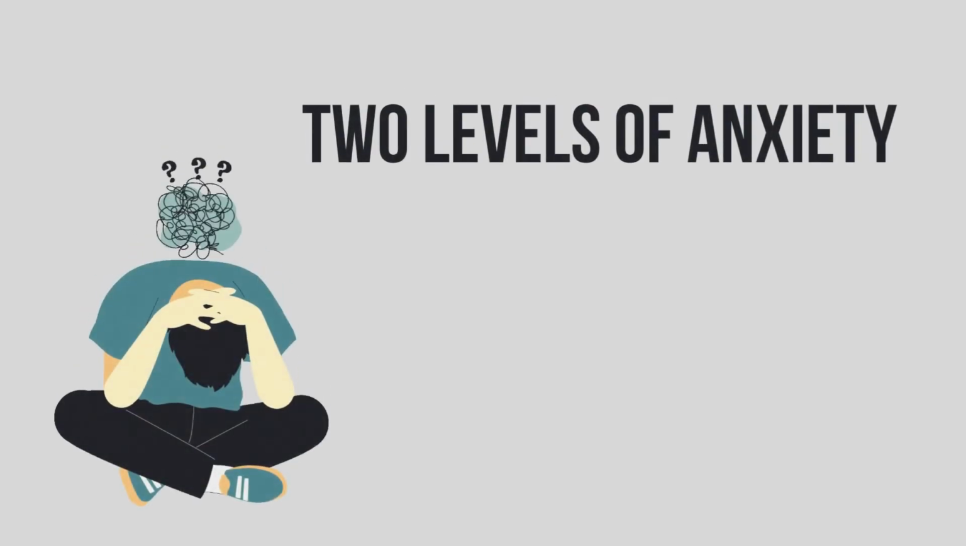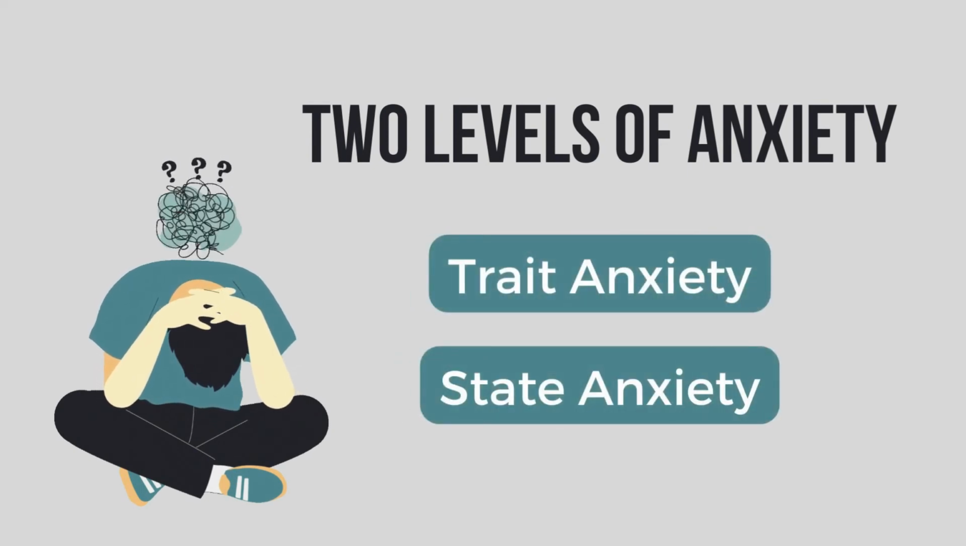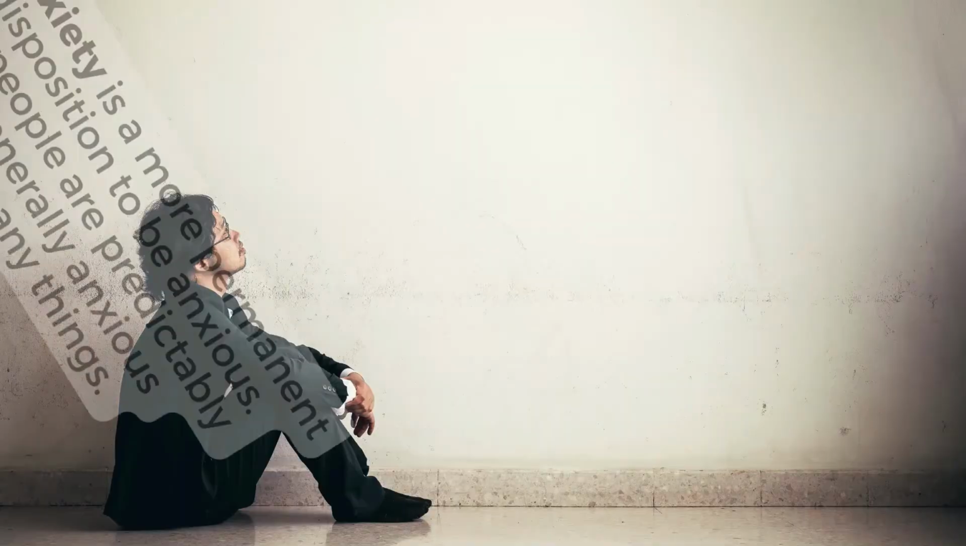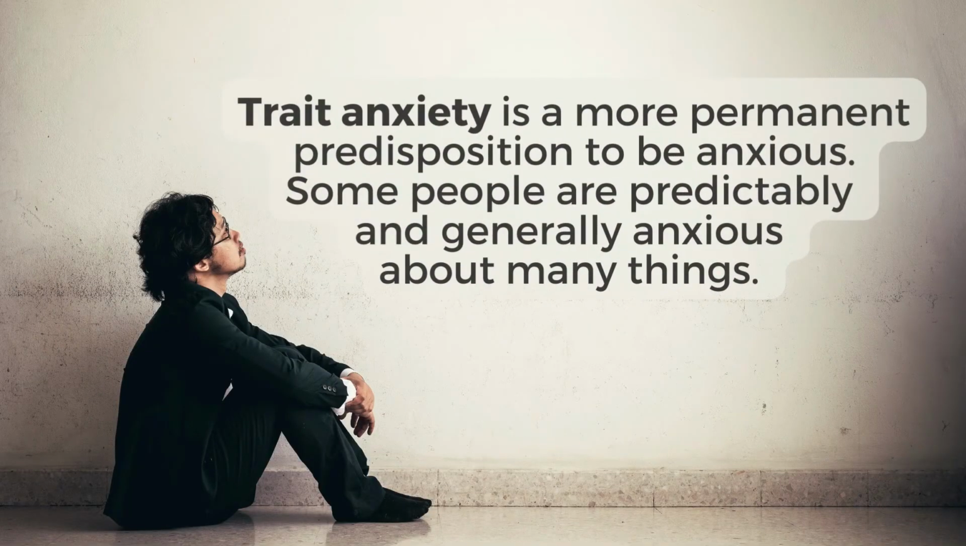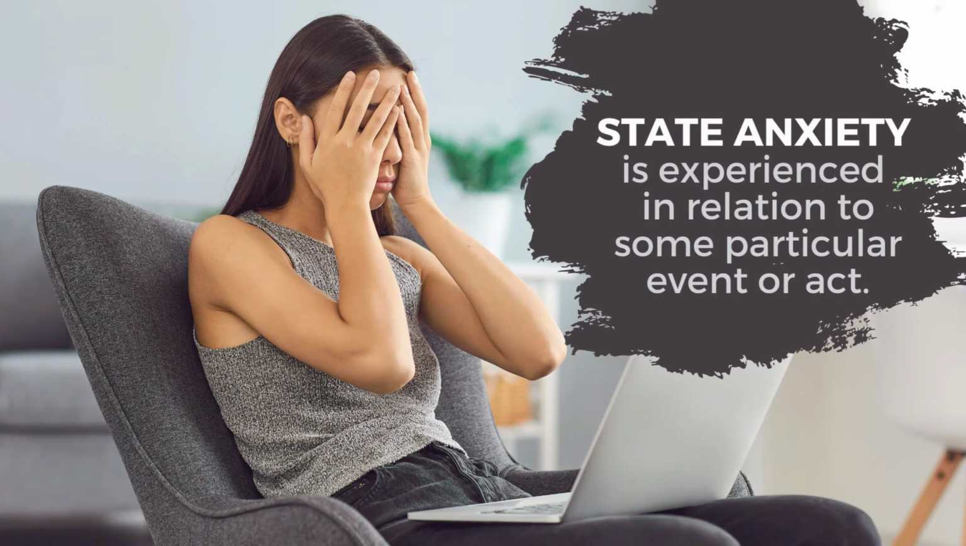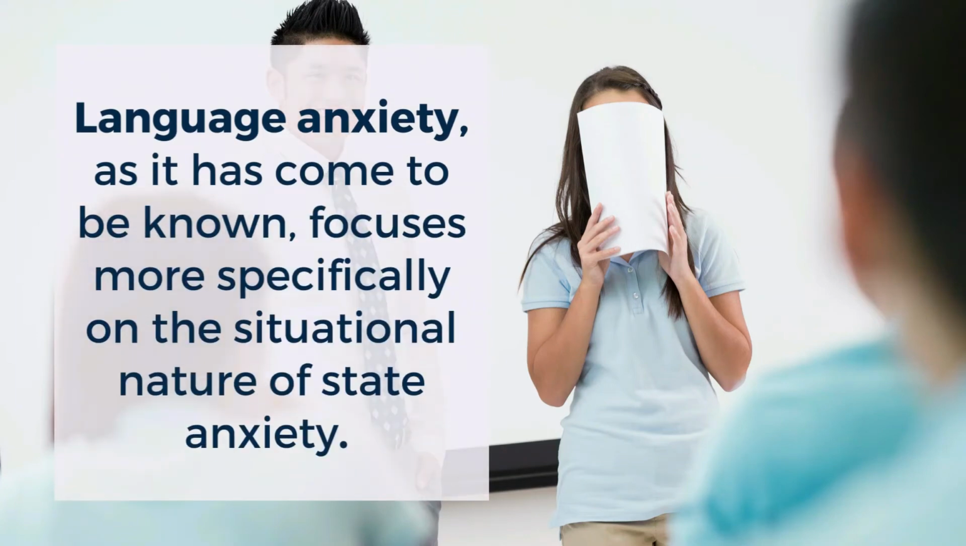There are two levels of anxiety: trait anxiety and state anxiety. Trait anxiety at a global level is a more permanent predisposition to be anxious. Some people are predictably and generally anxious about many things, while state anxiety at a more momentary or situational level is experienced in relation to some particular event or act. Language anxiety, as it has come to be known, focuses more specifically on the situational nature of state anxiety.